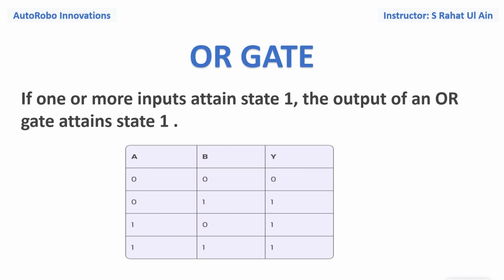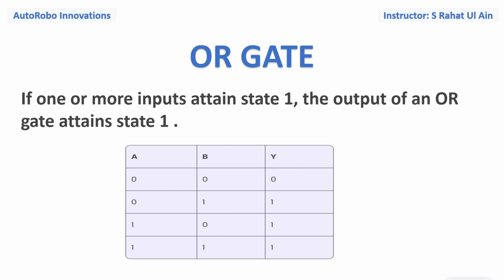As you can see in the table, we have taken two inputs A and B and the output is Y. So when both inputs are 0, that is, when both inputs are false, then the output Y is also false. And when one of the inputs is true, that is, if A is 0 and B is 1, or if A is 1 and B is 0, in these cases the output is 1.